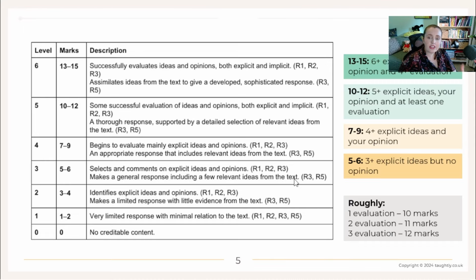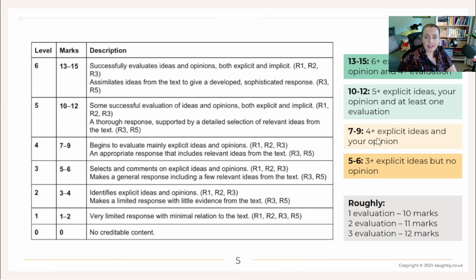So if you've got lots of details, but you never give your opinion, you are stuck in 5 to 6. You are selecting and commenting on explicit ideas. You're making a general response with a few relevant ideas. Not a lot of details, not really giving your opinion. Most students don't really get here. Most students will get at least here.